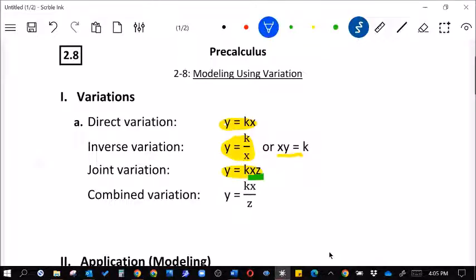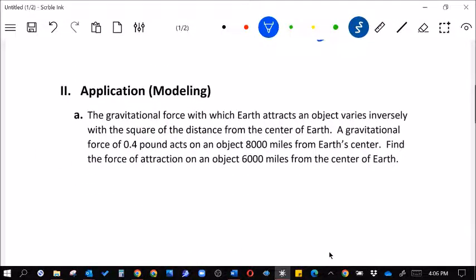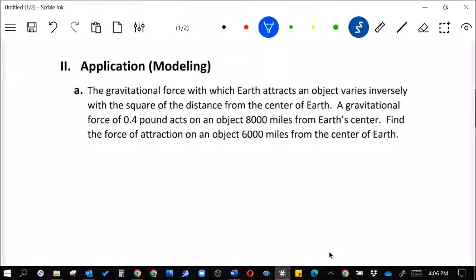In a combined variation, you have both a direct variation and an inverse variation. And it also can be written with a joint. So it could be y equals k x, call it w, over z. So you could be multiplying twice up there and down the bottom have an inverse. You could have two on the bottom. There's numerous ways that you could do it as long as you call the ones on top direct or joint, and underneath it's inverse. Well, that said, let's actually apply these to a couple of application problems.